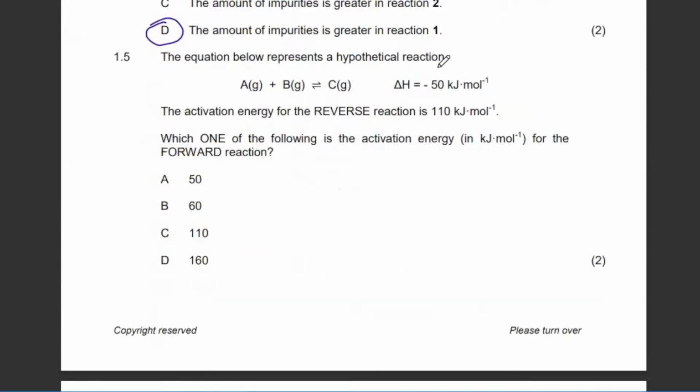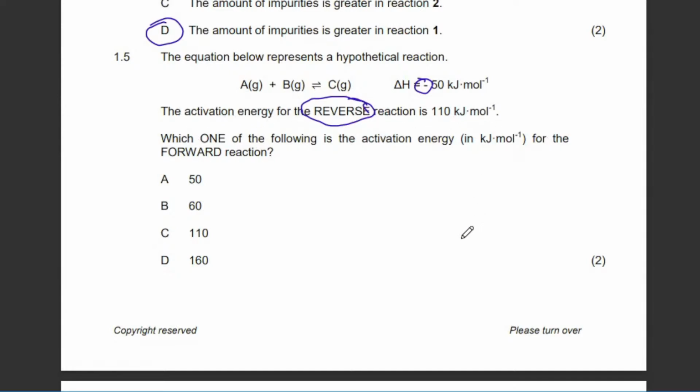Then they are saying that the equation below represents the hypothetical reaction, that is A plus B gives you C. You see that the enthalpy change is negative. If the enthalpy change is negative, what does it mean? The reaction is exothermic. The activation energy for the reverse reaction is a key point. They even put it in capital letters. It is 110 kilojoules per mole. Which one of the following is the activation energy for the forward reaction? They are looking for the forward reaction, but they're saying the activation energy for the reverse reaction is this.